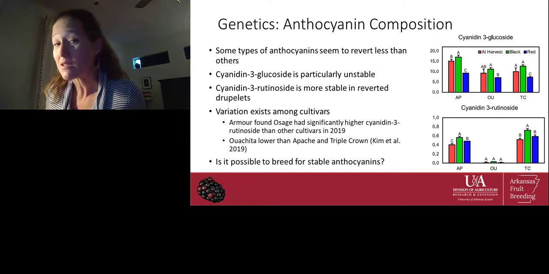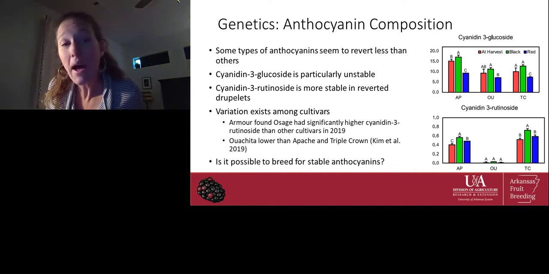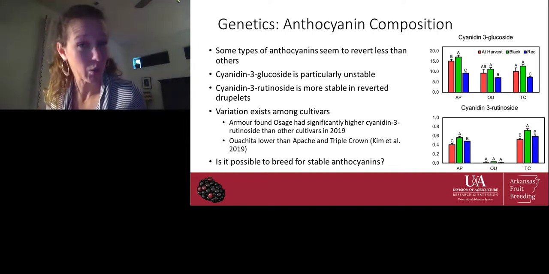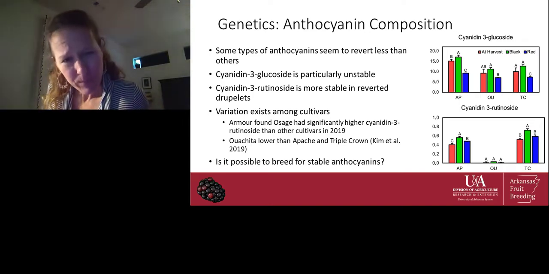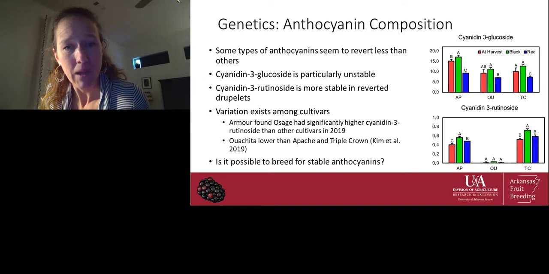So maybe that's partially contributing to why it is better in reversion than we would think. However, it's real preliminary data. Also, Kim et al. in the Korean group found that Ouachita had significantly lower cyanidin-3-rutinoside compared to Apache and Triple Crown here on the sides.